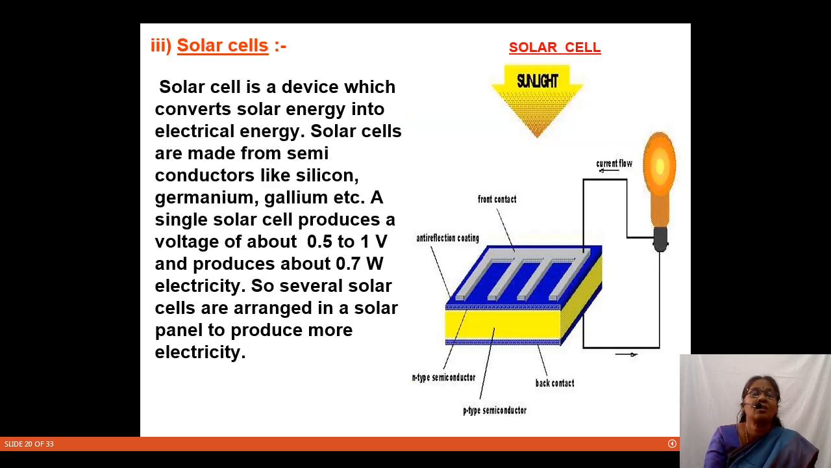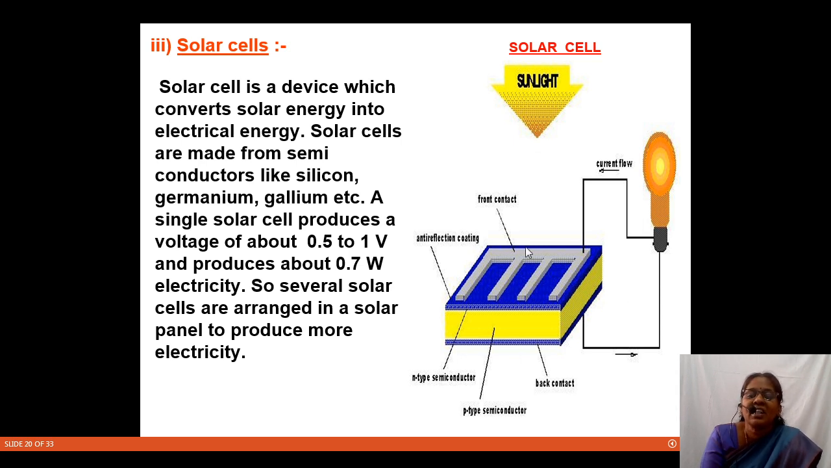Third important example of solar energy is the solar cell. A solar cell is a device fabricated with a semiconductor material, like silicon, germanium, gallium and selenium. A solar cell is a device which converts solar energy into electrical energy. So this is a solar cell here, and I am showing the schematic diagram again.